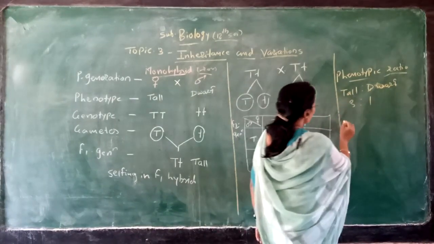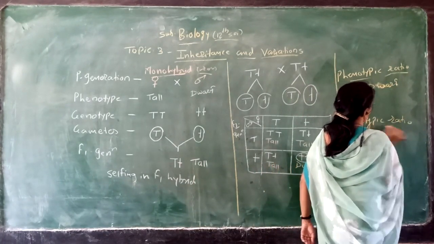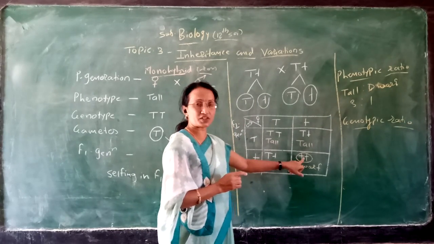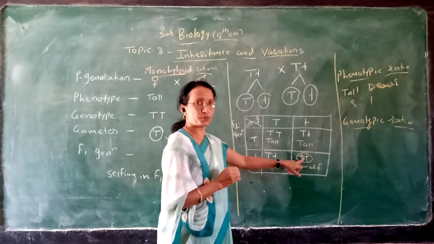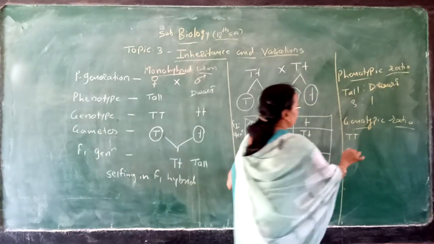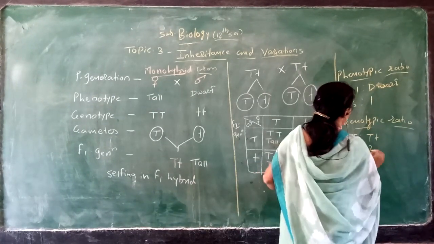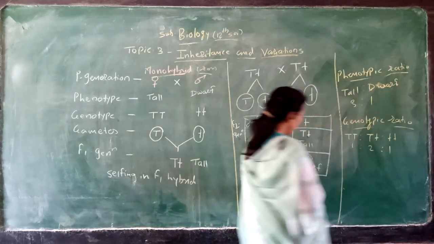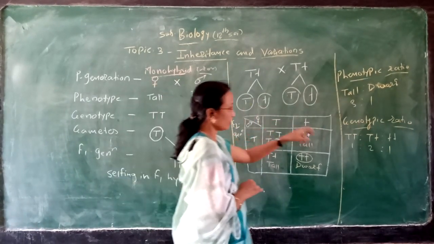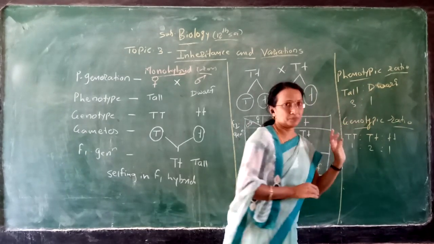Then the next ratio, genotypic ratio. The ratio which is calculated according to the genotypes, which type of genes are present, that ratio is known as the genotypic ratio. So here capital T capital T is 1. Then capital T small t is 2 in number. And lastly, small t small t is 1 in number. So the genotypic ratio of monohybrid cross is 1:2:1, while the phenotypic ratio is 3:1.